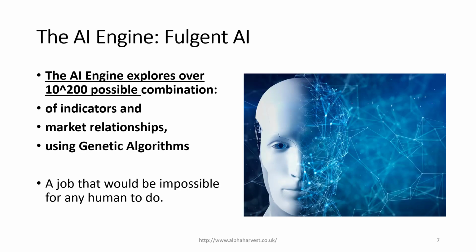At the tip of the iceberg, the explanation of how the AI works: the AI engine explores 10 to the power of 200 different possible combinations of indicators and market relationships using genetic algorithms. What the AI does is take all available technical indicators with all available settings, test and retest, and then reduce that universe of technical indicators to a few high probability AI trading strategies. We're normally only looking for trading strategies that are 65% plus accurate.